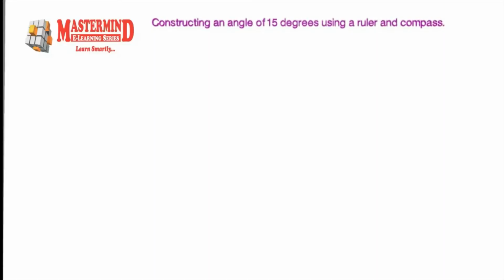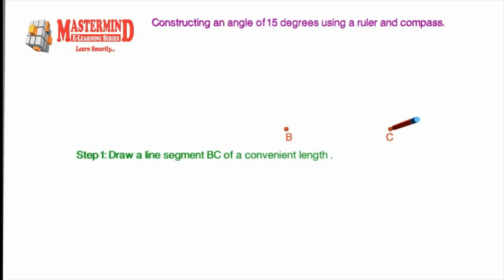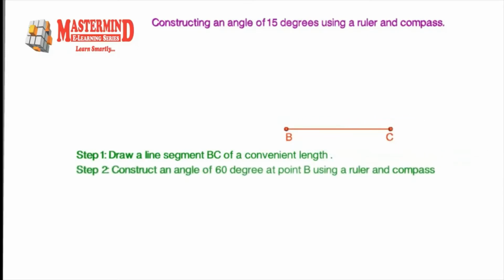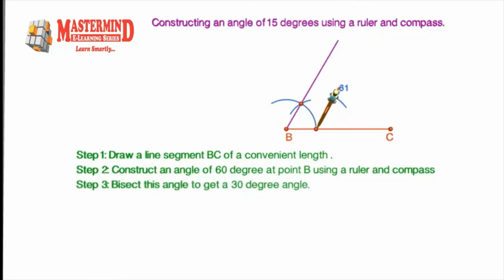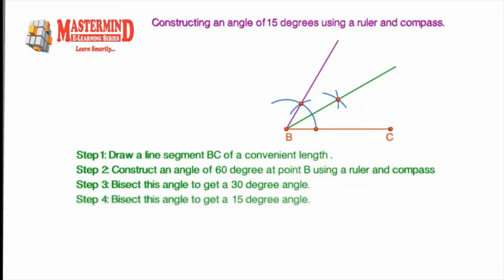Let us see the steps of construction of a 15-degree angle. The first step is to draw a line segment BC of a convenient length. Construct an angle of 60 degrees at point B using a ruler and a compass. Now bisect this angle to get a 30-degree angle. Now we'll bisect this 30-degree angle to get a 15-degree angle. 15 is halfway between 0 and 30. So to get a 15-degree angle, we need to bisect between 0 and 30.